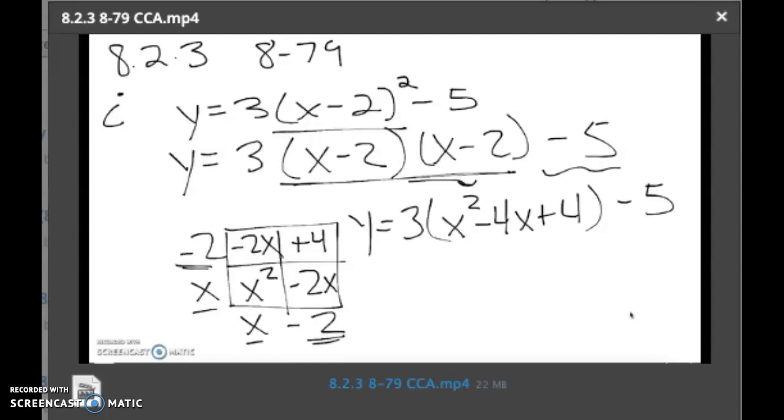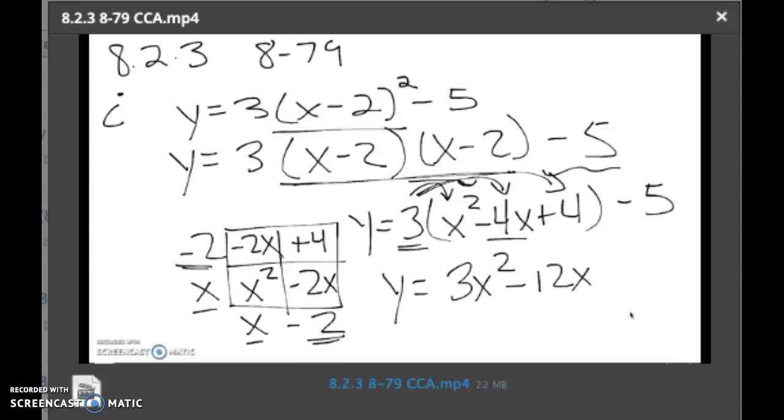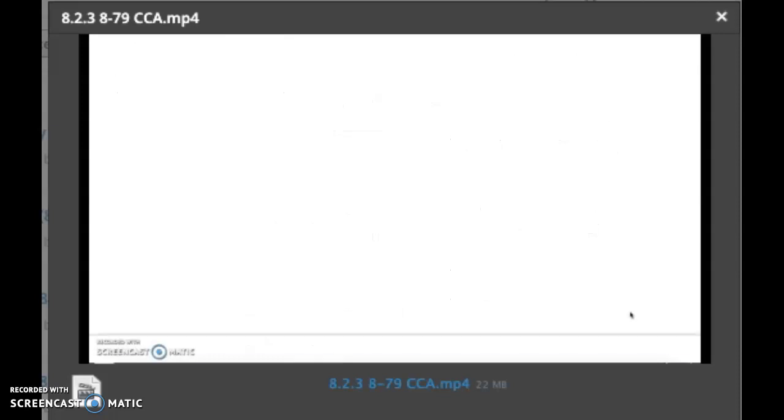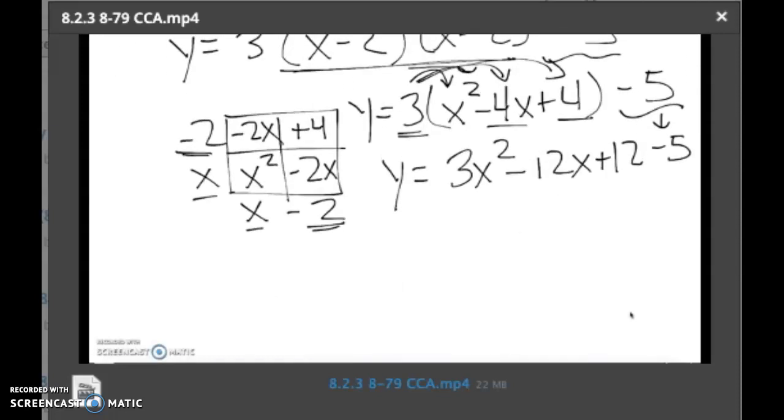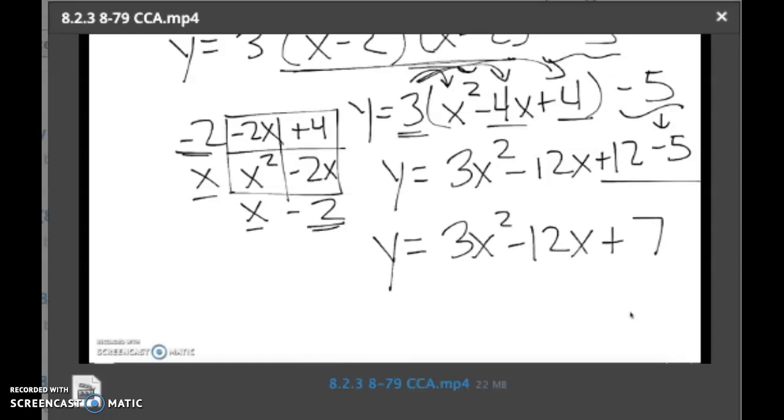Okay, now the next thing I need to do is multiplication. So I need to distribute this 3 to all of the terms inside of my parentheses. So this becomes y equals 3x squared. And then I have 3 times negative 4x, which gives me negative 12x. And 3 times positive 4 gives me positive 12. And then I've got to bring down this minus 5 right there. Okay, and then I'm going to keep working and combine these like terms. So I end up getting y equals 3x squared minus 12x plus 7.